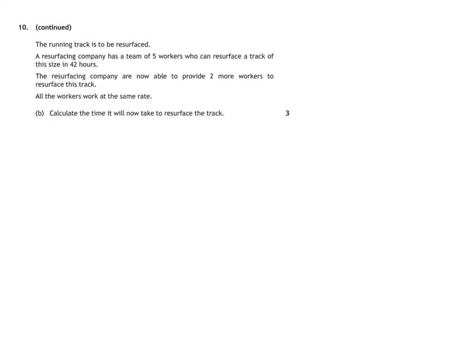Right, so question 10, keeping going, part B. We've got the running track is to be resurfaced. The resurfacing company has 5 workers who can resurface the track of its size in 42 hours. So that's our important information there. So 5 workers, it takes 42 hours. They are now able to provide 2 more workers.